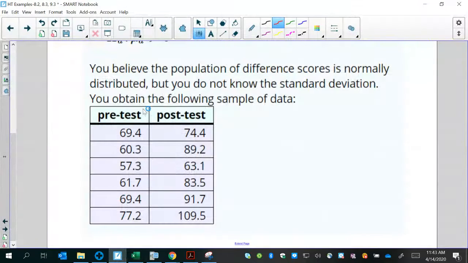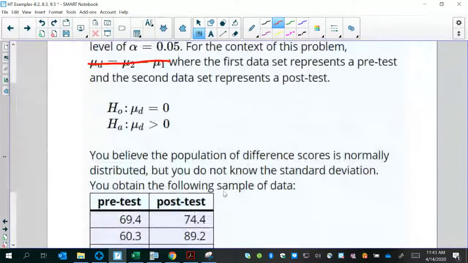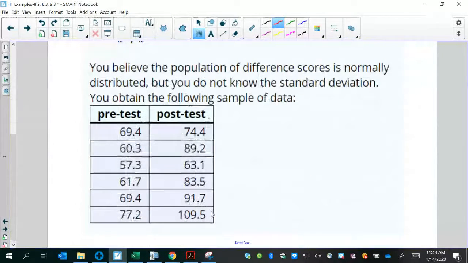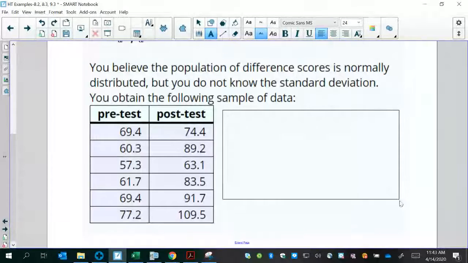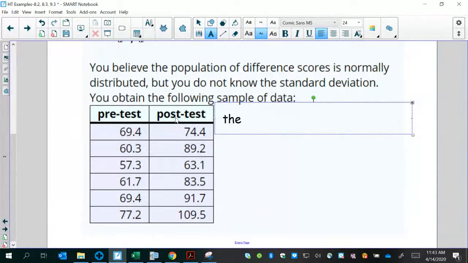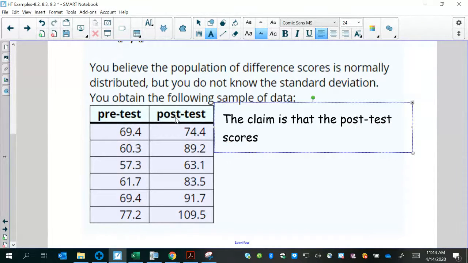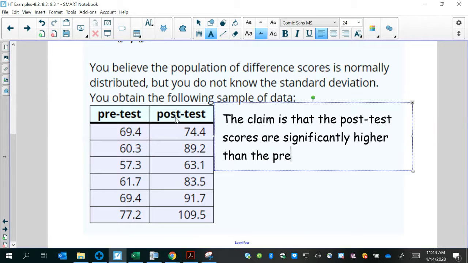Let's read that claim. That claim said, you believe the population of difference scores is normally distributed, but you don't know the standard deviation, and you obtain the following sample data. Let's see, let's make a claim here. There's no claim written here, so let's make one. The claim is that the post-test scores are significantly higher than the pre-test scores.